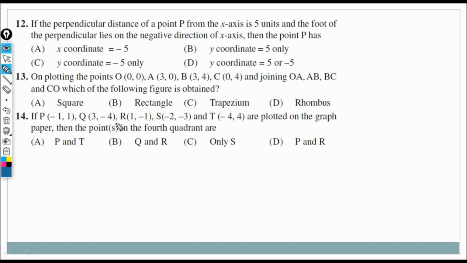-1, -1, 3, -4, 1, -1, -2, -3 and -4, 4 are plotted on the graph paper. Then the points in the fourth quadrant are. फोर्थ क्वाड्रेंट में कौन से पॉइंट्स है? देखिए बच्चों, फोर्थ क्वाड्रेंट में पॉइंट्स होने के लिए जिसका एक्स कोऑर्डिनेट पॉजिटिव और वाई कोऑर्डिनेट निगेटिव होना चाहिए. तो x coordinate positive, y coordinate negative. So we can say that Q and R. So B will be answer.